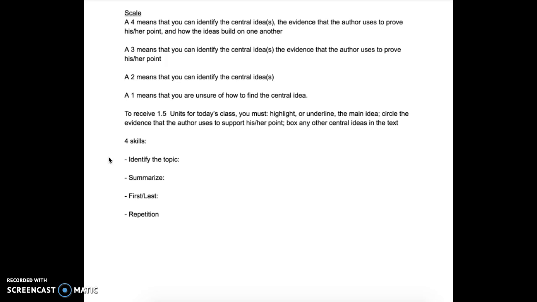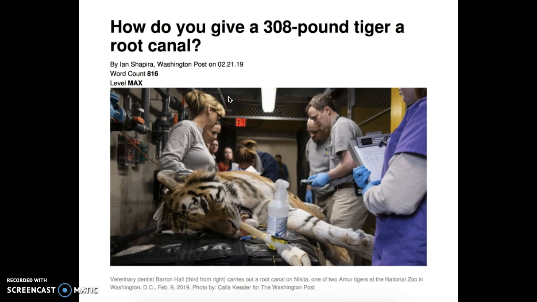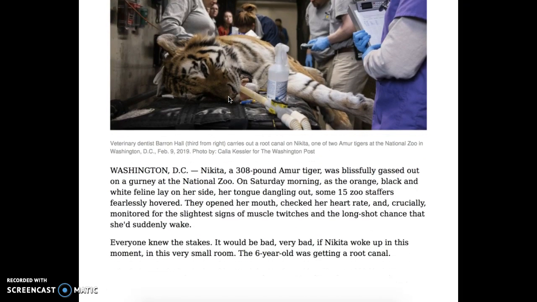And of course, along with this is the vocab, and that is why it is worth 1.5 units. All of that is stapled to the green sheet you have in front of you. The title of our article today is How Do You Give a 308-Pound Tiger a Root Canal? Written on the 21st of this month. And it begins this way.